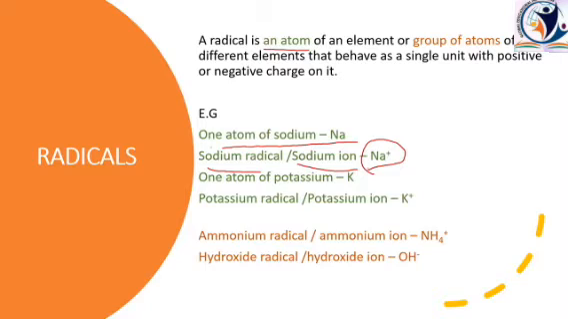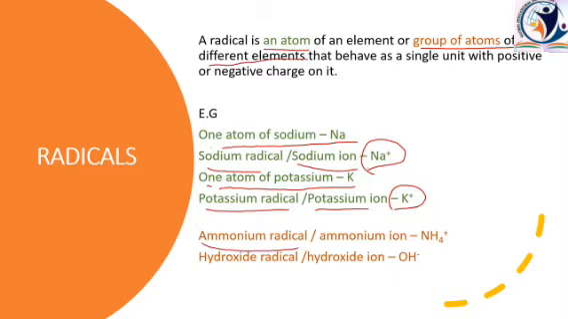Similarly, one atom of potassium is written as K, whereas when we write it in the form of radical, potassium radical or potassium ion is written as K plus. K and plus sign as the superscript. So this is how radicals are present in the form of an atom. There is another term used here, group of atoms of different elements. Let us see some more examples.